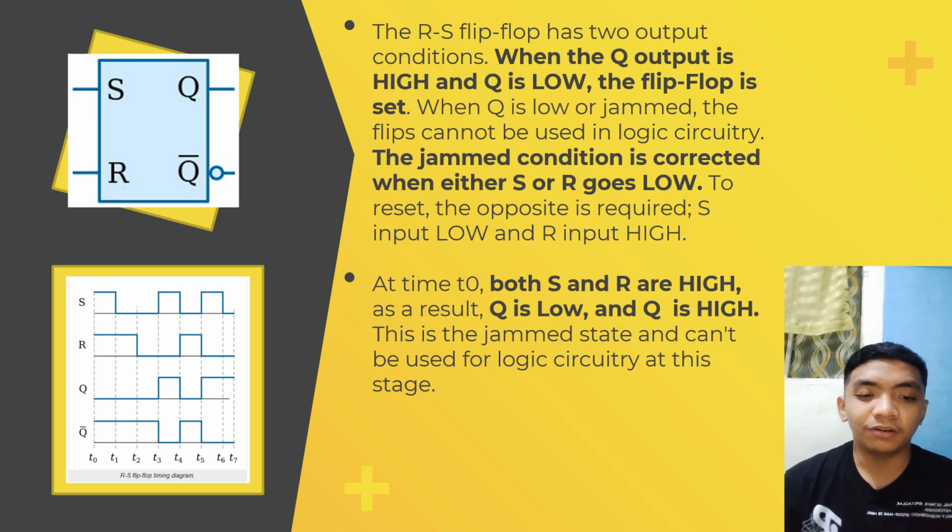The jump condition is corrected when either S or R goes low. To reset, the opposite is required: S input low and R input high.